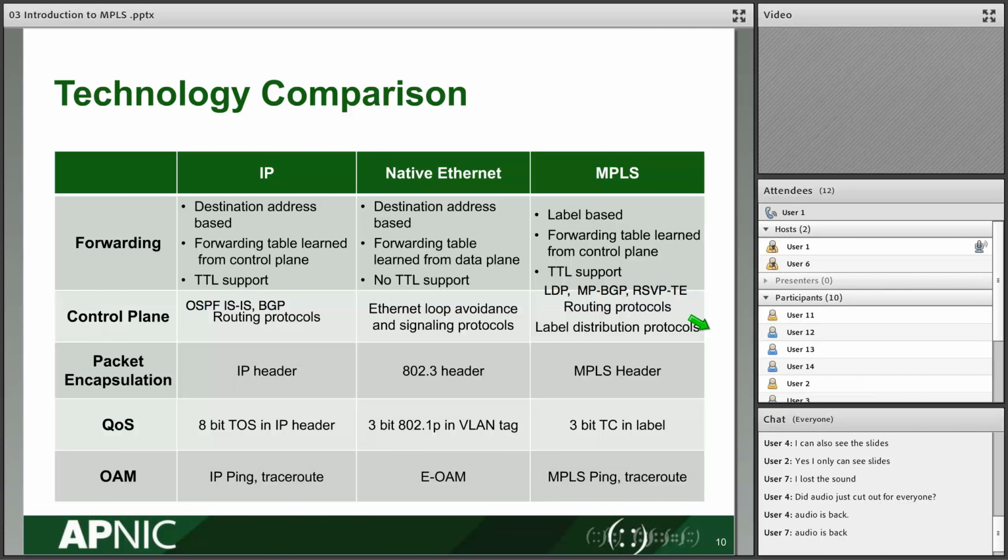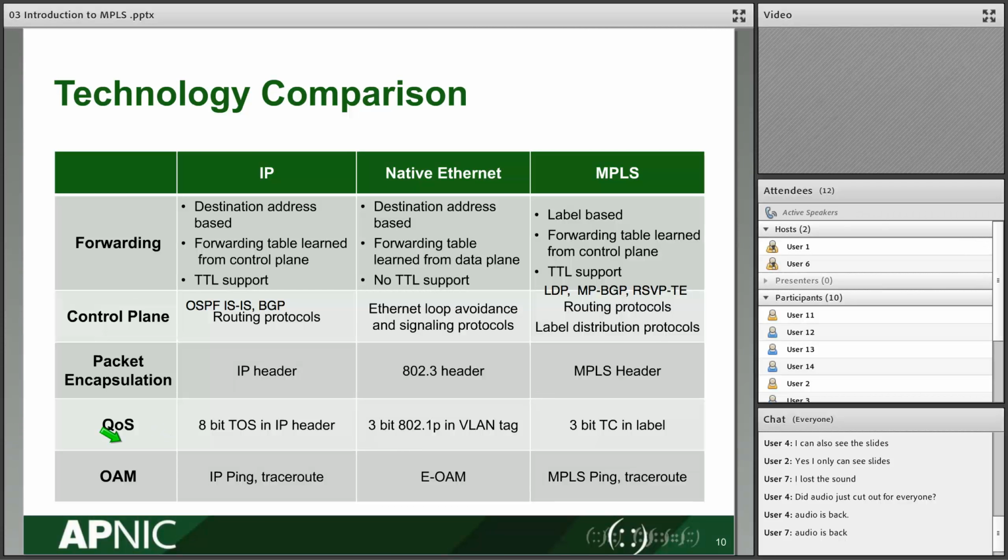For packet encapsulation, we have the IP header, one IP header and the other IP header, and then the layer 2 header. For MPLS, we have the MPLS header with the label. Later we will talk about that one.